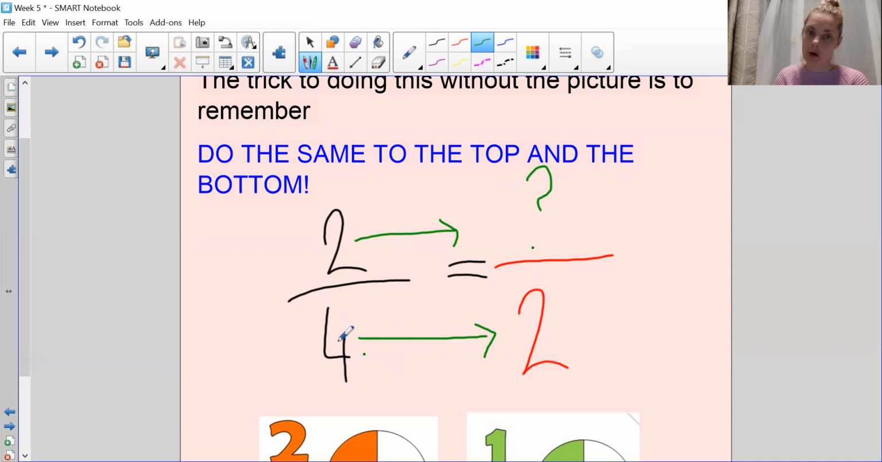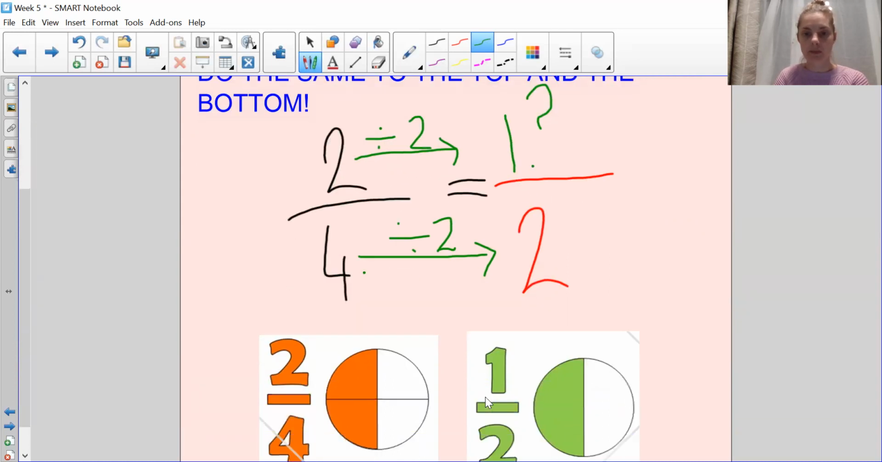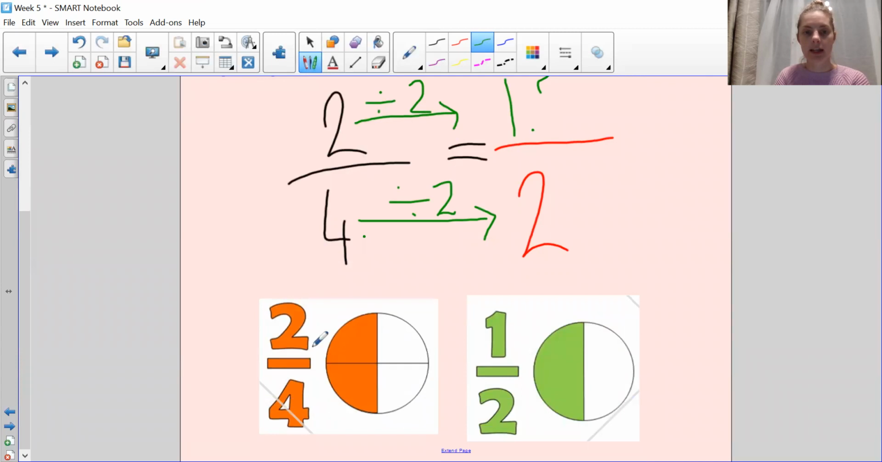I'm going from the 4. What am I doing to get to 2? And I'm dividing it by 2. Now, whatever I do to the one number, I must do to the other number. So I've also got to divide it by 2, and 2 divided by 2 is 1. Okay, all right, so there, 2/4, if I look at a shaded diagram, 2/4, I have eaten or shaded the same amount as a half. Okay, so 2/4 and a half, same amount, no different.